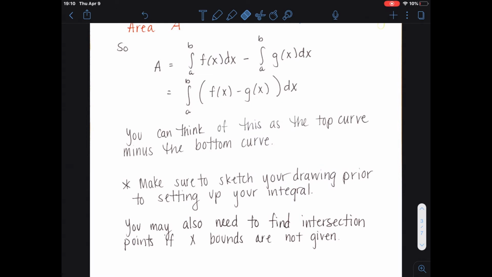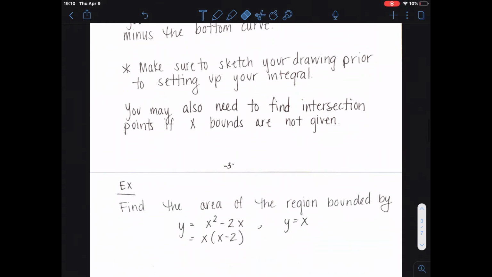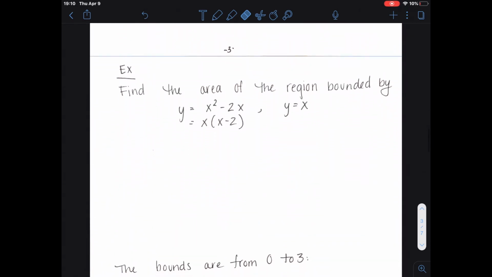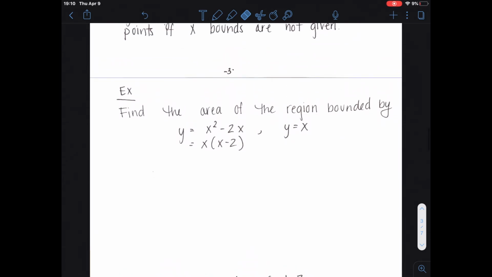So if they just tell you area between the two curves and there's no x values, you've got to find where those intersect. So let's look at the example. We're going to find the area of the region bounded by the function y equals x squared minus 2x and y equals x. So we have nothing going on. I want to find the intersection points of these two because I don't know what x is going to be trapped between.